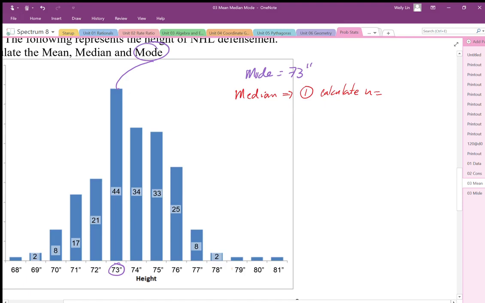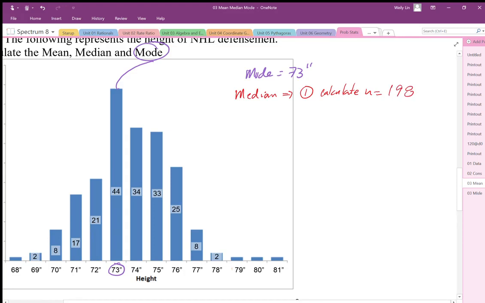Plus 2, plus 8, plus 17, plus 21 people, plus 44, plus 34, plus 33, plus 25, plus 8, plus 2, plus 1, plus 1, plus 1. Okay, so I get a total of 198 players.